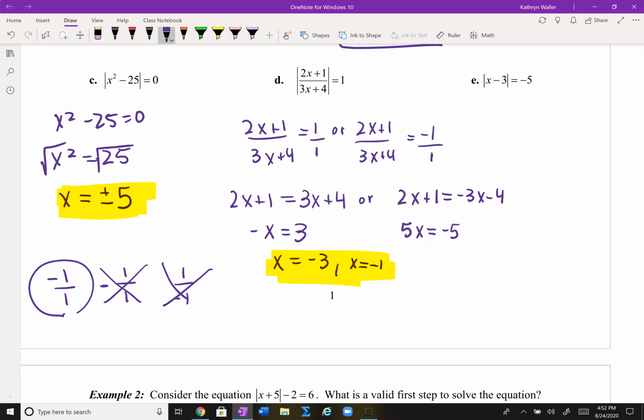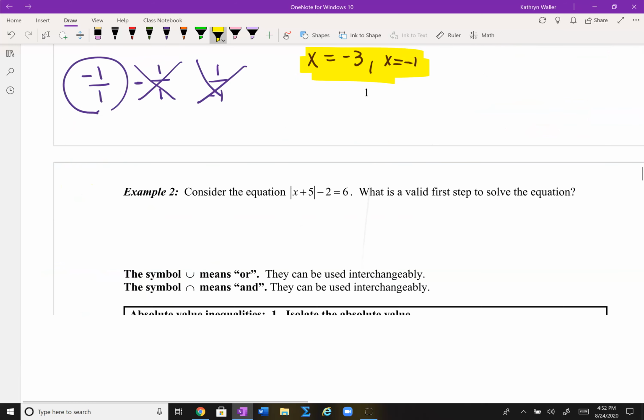Question E, the absolute value of x minus 3 equals negative 5. Well, your absolute value is alone, but an absolute value always has to be a positive number. So it's never going to work out. An absolute value cannot be a negative. So you literally don't have to do anything. You just write the words no solution, highlight it, and that's all you have to do. No work for that problem, okay?